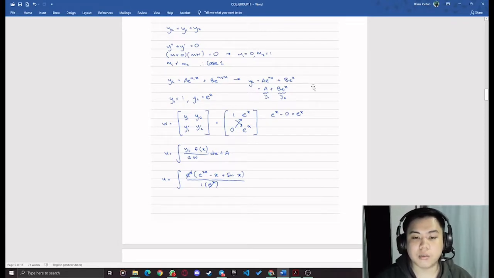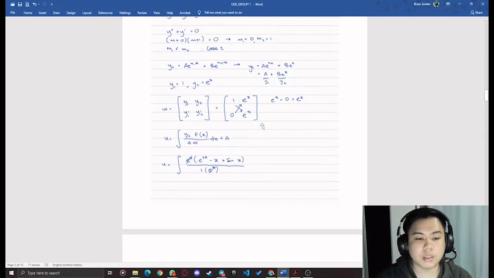And A is the Y1 and B exponent X is the Y2. We didn't take the coefficient, so we are just left with Y1 is equal to 1, and then Y2 is equal to exponent X. And then we wrote the Wronskian equation in matrix form: Y1, Y2, and then Y prime 1, and then Y prime 2. So we cross multiplied it and we got exponent x.